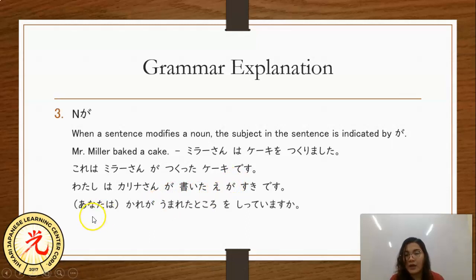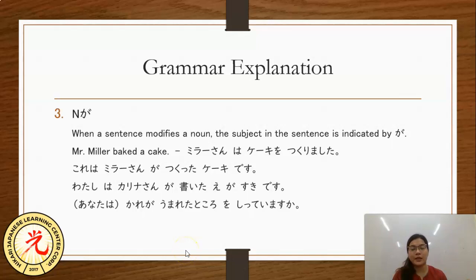Another. Anata wa kare ga umareta tokoro o shitte imasu ka? So you're asking kung alam mo ba ang lugar kung saan siya ipinanganak? Okay, so ganun lang po gamitin si noun ga kung siya yung subject ng mino-modify na noun natin sa sentence. Okay?